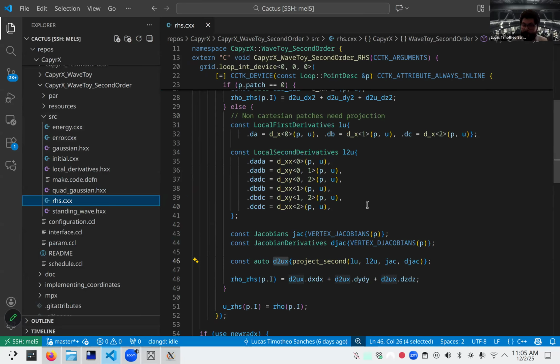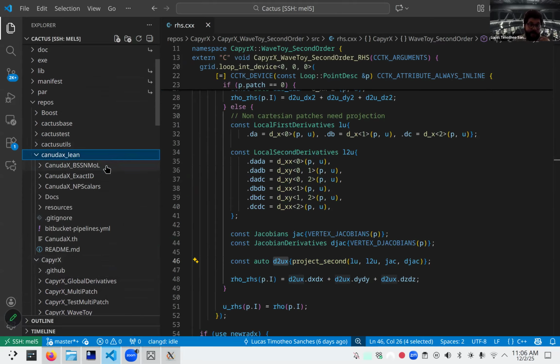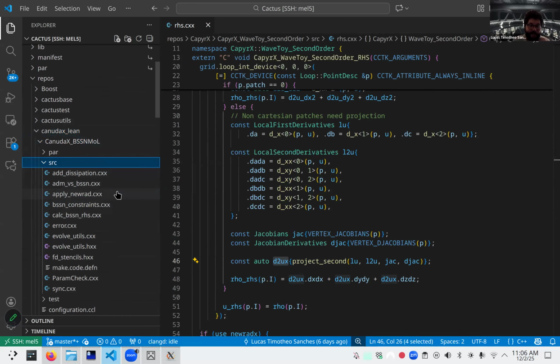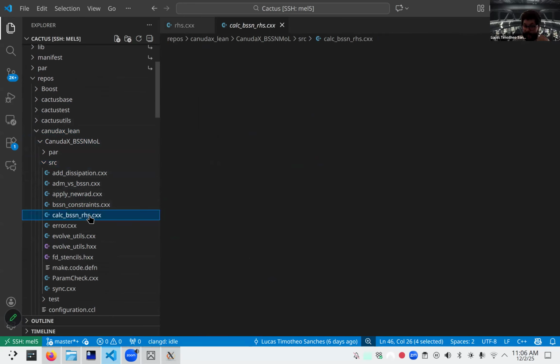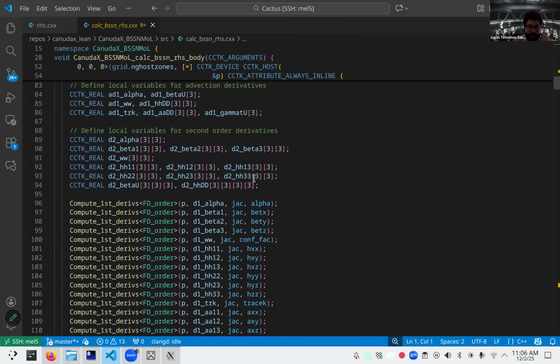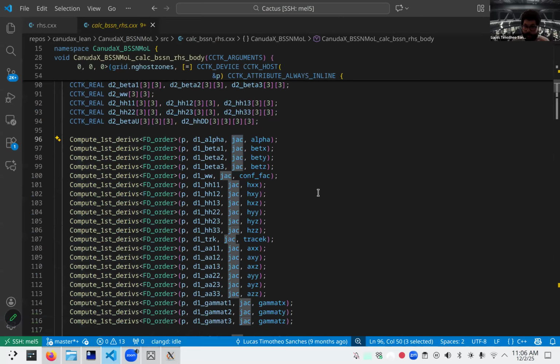Now, in the very, very last second of the talk, I would like to show you how this looks on an actual binary black hole evolution code, which is CanudaX. And you're going to see that the difference is not that big. So I'm going to navigate here to the CanudaX repository, CanudaX BSSN mall. And let's take a look at the BSSN right-hand side, which is a fairly complicated thing. Right? So Canuda defines these objects here, these functions, which are called compute first derivs. You pass in the point descriptor and the variables you want to compute the derivative of. Here, the difference, of course, is you're taking one or two extra arguments, either the Jacobians or the Jacobian derivatives.